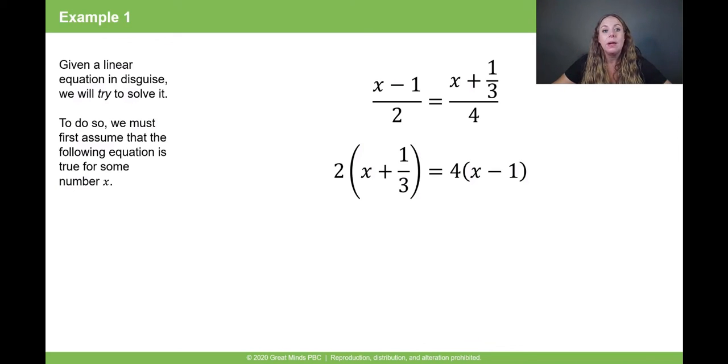I want you to notice the expressions that contained more than one term were put into parentheses. One reason we do this is so that we do not make a mistake and forget to use the distributive property.